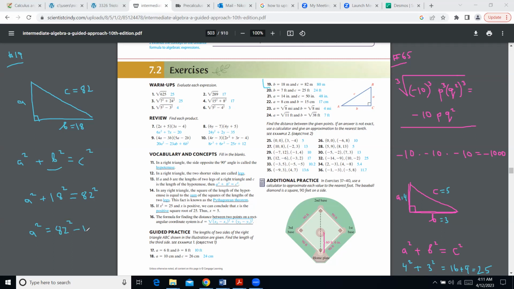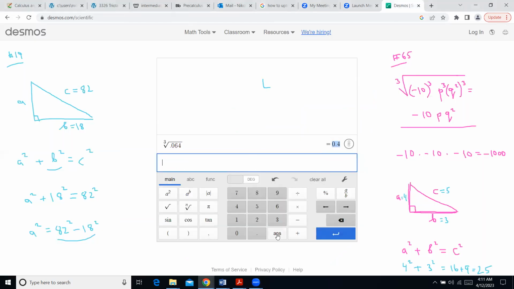So I'm going to bring that 18 squared over to the other side and see that this will be a assumption that I can calculate, right? Let me go to the calculator. 82 squared minus 18 squared. So the calculator is definitely useful for this exercise. Yes, you can do this by hand, but if you have access to the free calculator, why wouldn't you utilize it? So what about A?